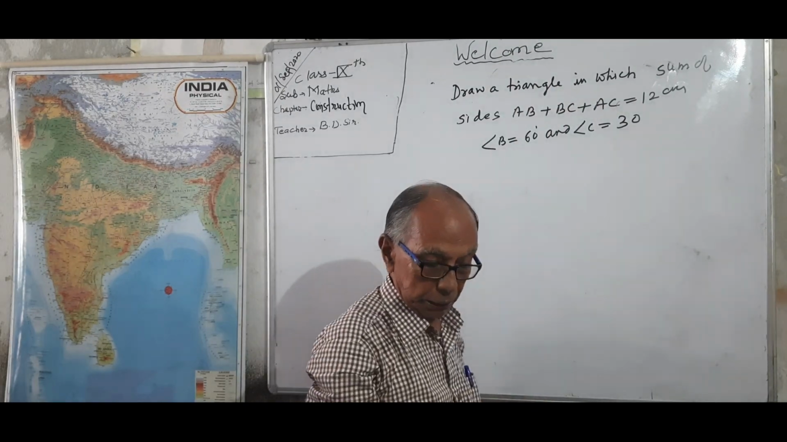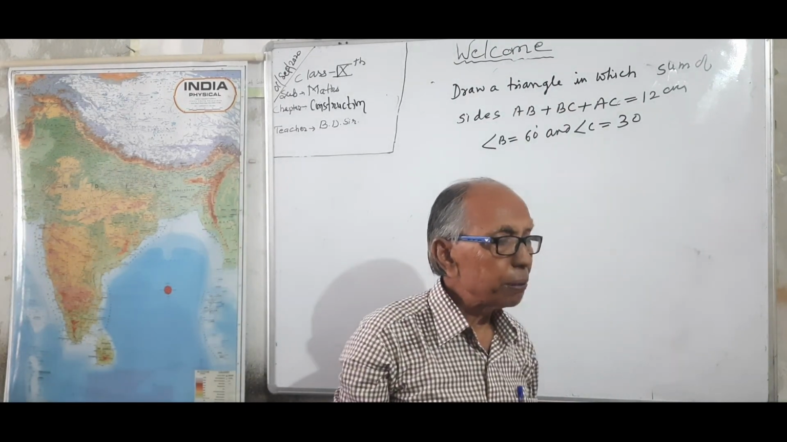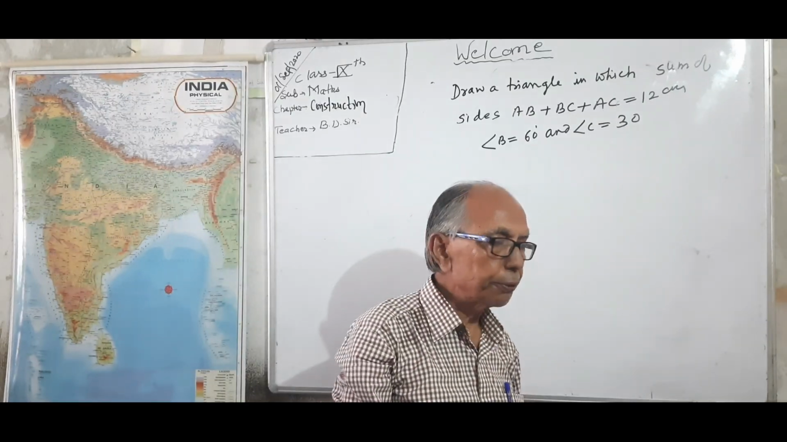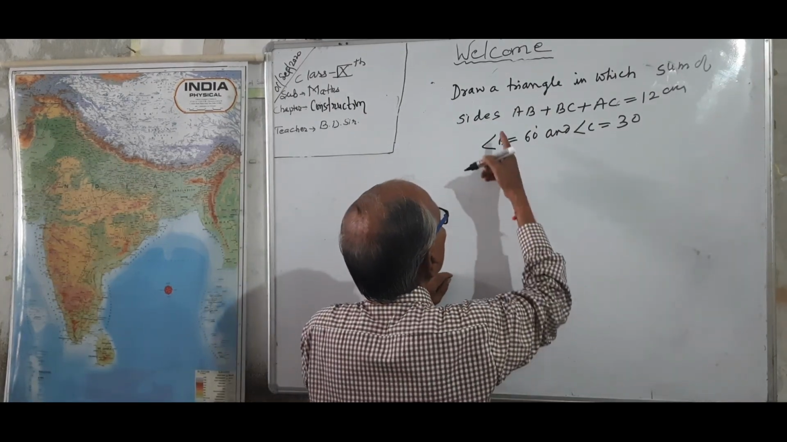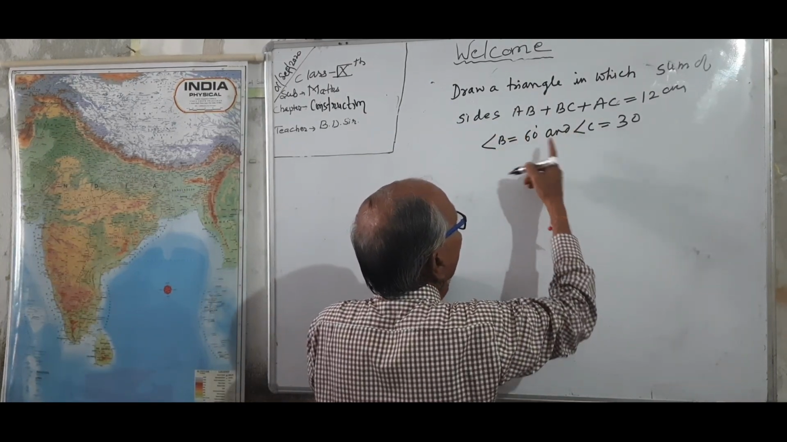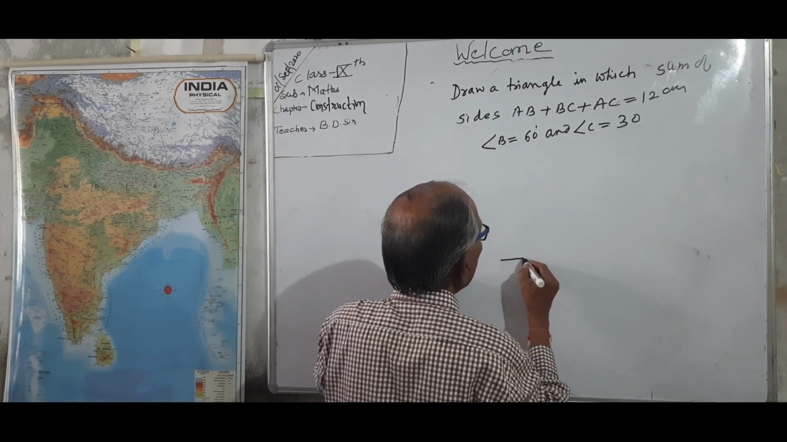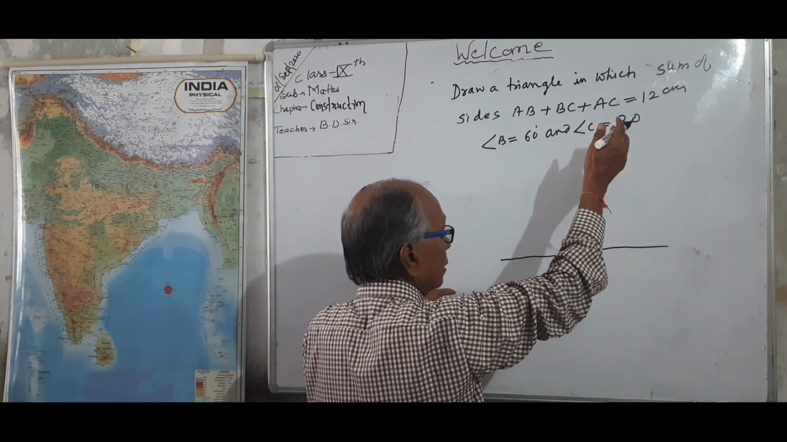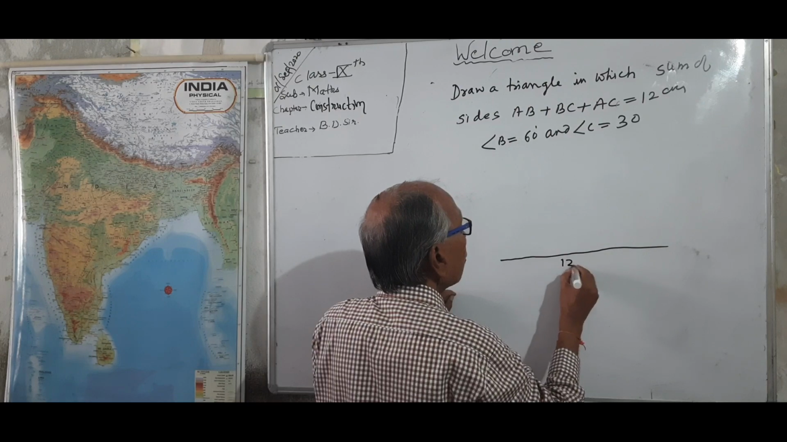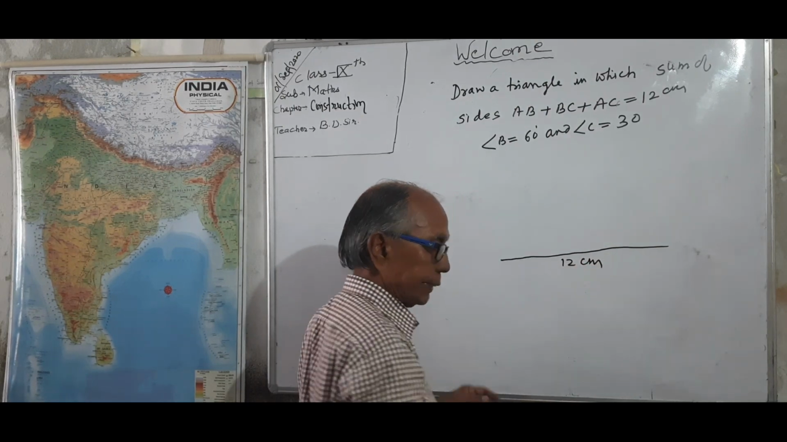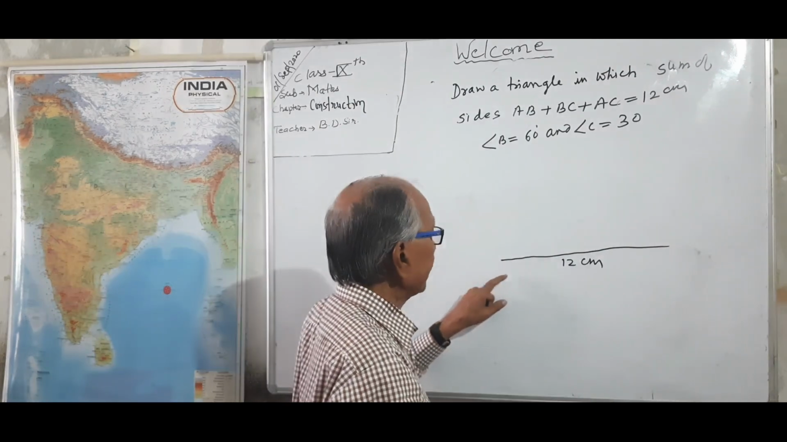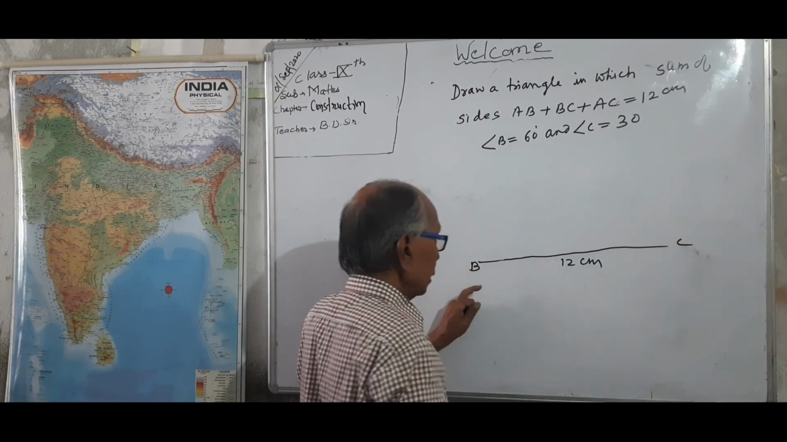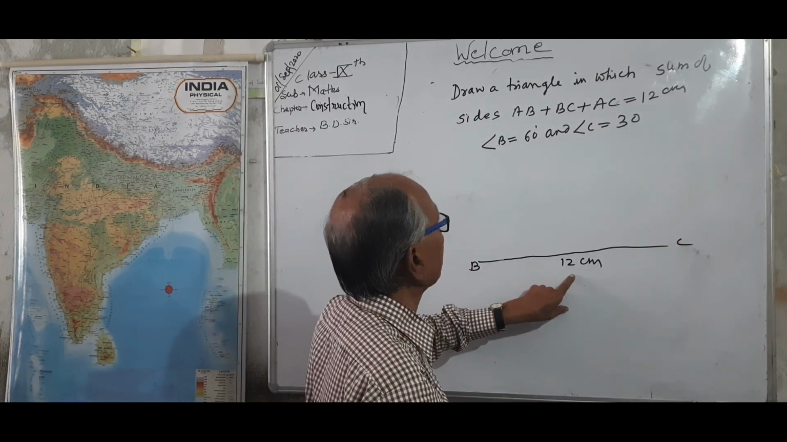So, sides are not given, but the sum of the three sides is given. But angles are given. How can you do it? Very easy. For this, we take a line as a base equal to the sum of the three sides. Here the sum of the three sides is 12. So we draw it exactly by measuring a line. Suppose this is BC, whose length is 12 centimeter.